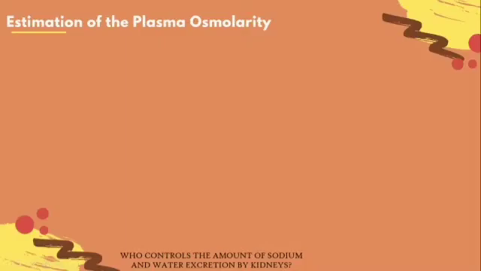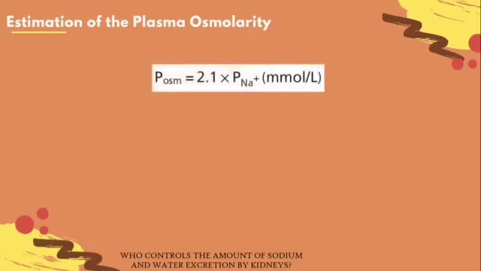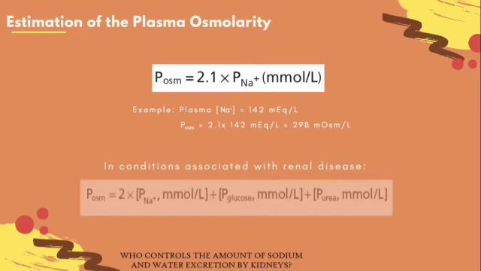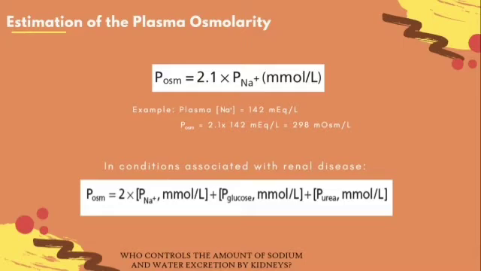With sodium as the major solute and effective determinant of the osmolarity of extracellular fluids, the plasma osmolarity can be estimated from the plasma sodium concentration using the formula: plasma osmolarity is equal to 2.1 multiplied by the plasma sodium. In conditions associated with renal disease, the contribution of two other solutes, glucose and urea, should be included in the formula to be more exact. Such estimates of plasma osmolarity are usually accurate and are within a few percentage points of those measured directly.